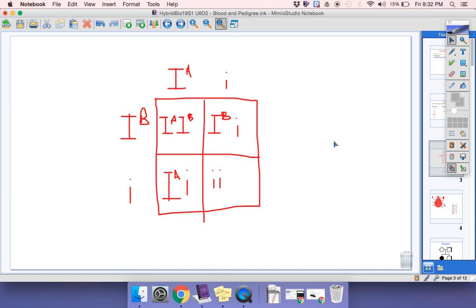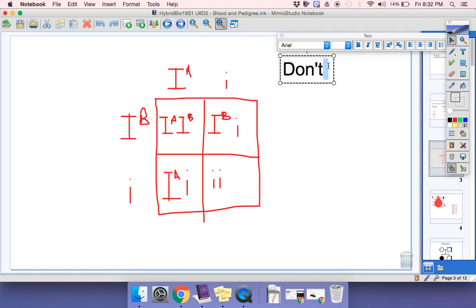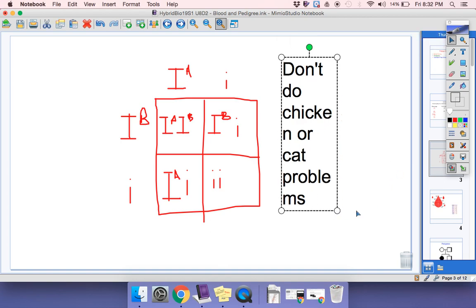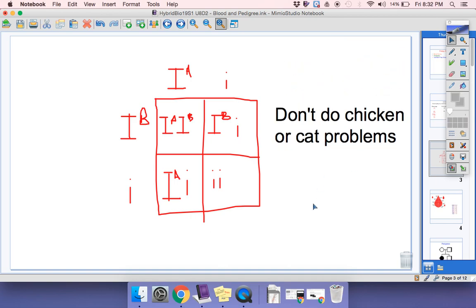Okay, so with that information, you should be able to do the rest of that pink sheet. You do not need to do the last 2, the one about the chickens and one about the cats. You do not do those. They're just going to get you more confused, and you don't need to know how to do them for this test or for any test in regular bio. If you decide to take AP Bio next year, which you all should, you will do them then. So don't do the chicken or cat problem. It's the last 2 problems on the sheet.